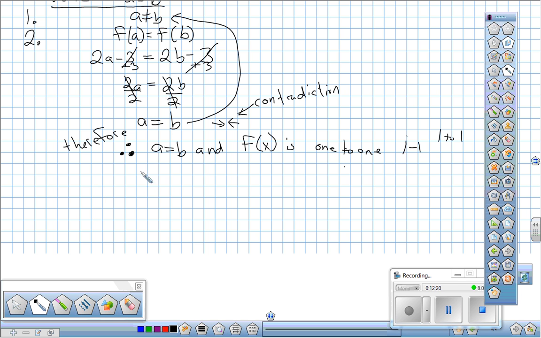What we're actually going to do is I'm going to show you an example of something that's not 1 to 1 and how we can find it easily without doing a proof. However, some of the homework does ask you to do a proof, and the previous steps that we just did would be a proof.